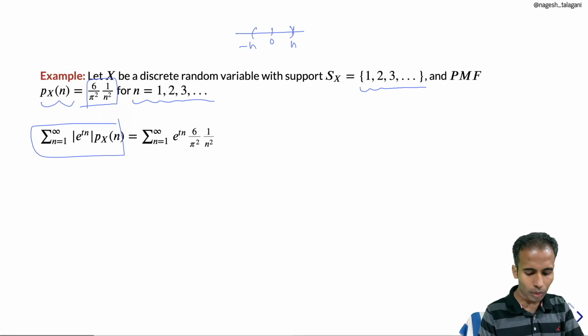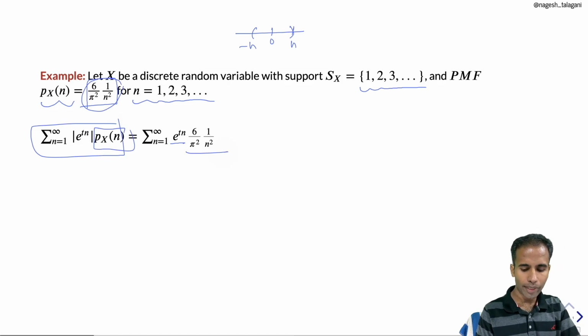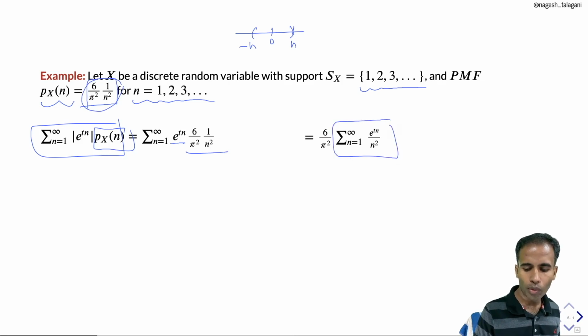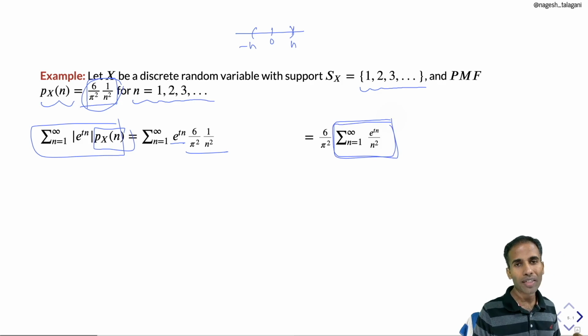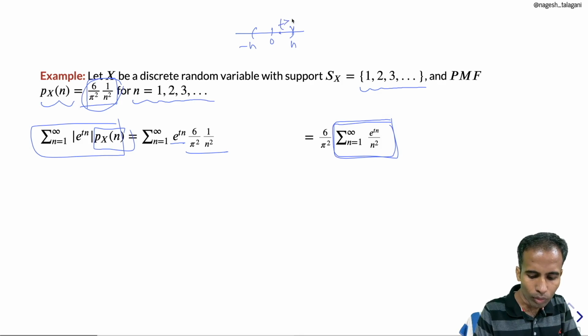Now here I don't have to write modulus for e power tn, so I write it as it is, e power tn, with p_X of n replaced by 6 by pi square times 1 by n square. If I take 6 by pi square out, it looks like 6 by pi square times the series n equal to 1 to infinity e power tn by n square. Now let us see if this series converges for all t in some neighborhood of 0. In any neighborhood of 0, there will be some positive t, right? I am going to show that for any positive t, this series diverges.